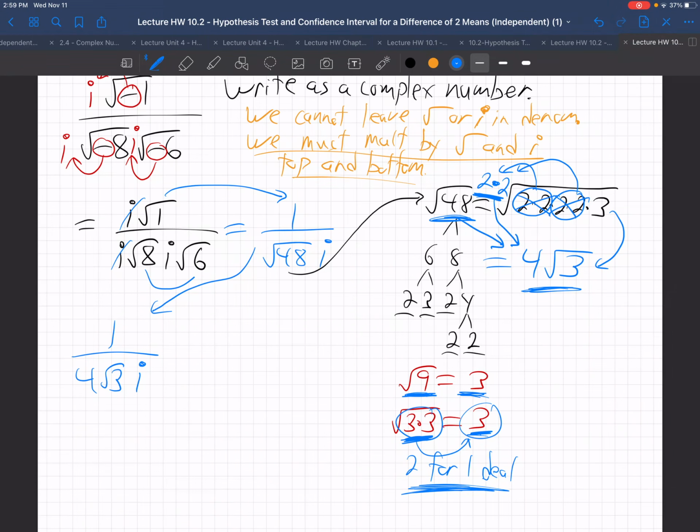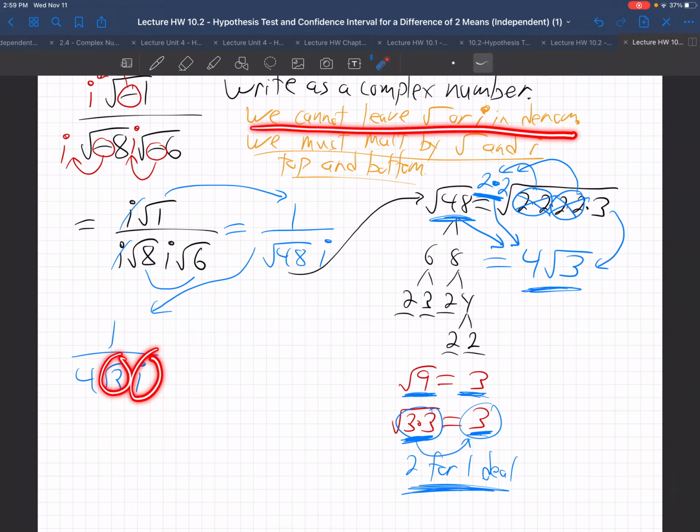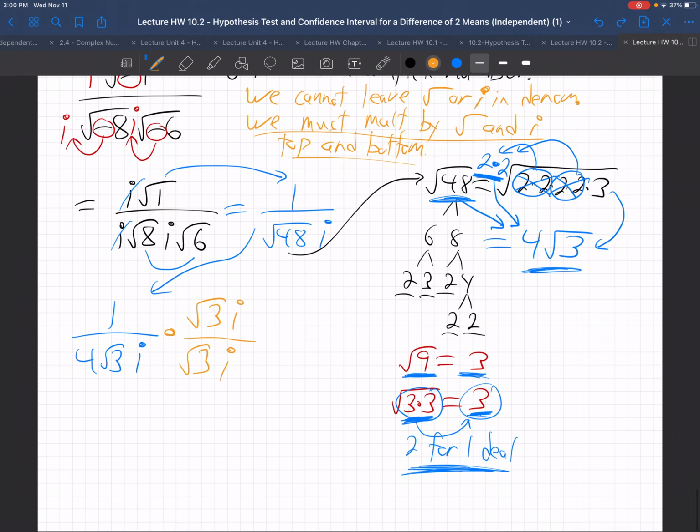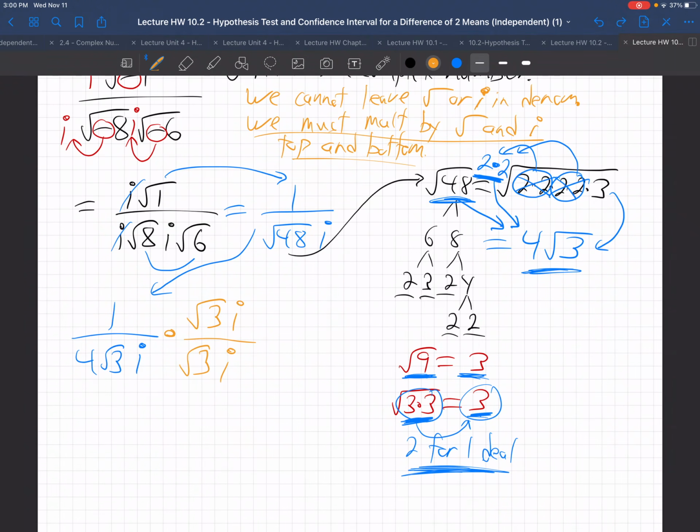Now, back to this note. We cannot leave a root or an I in the denominator. We have both a root and an I. The 4 is fine. It's not a problem, but the root and the I are. We must multiply by the root and the I, top and bottom. So I'm going to multiply by the root 3 and the I, the root 3 and the I, top and bottom, notice. Not the 4. We don't have a problem with the 4. It's good.